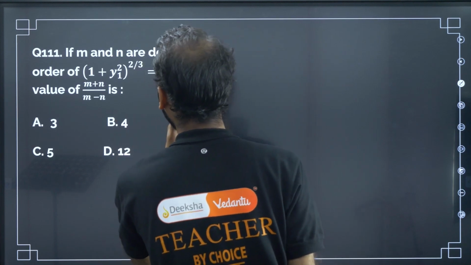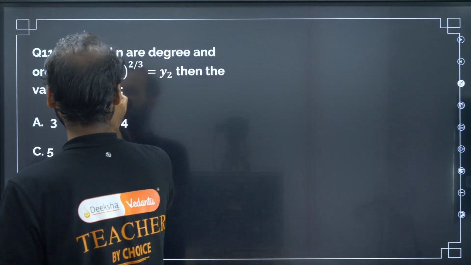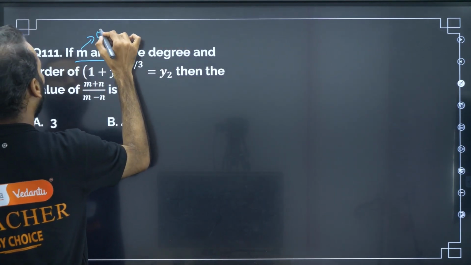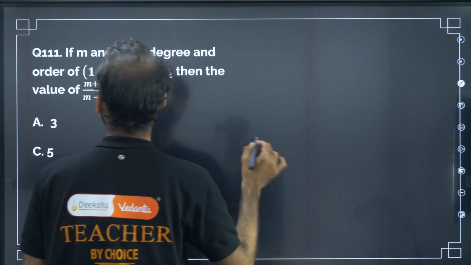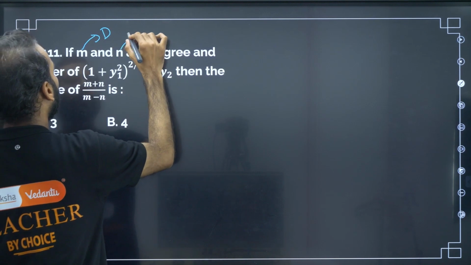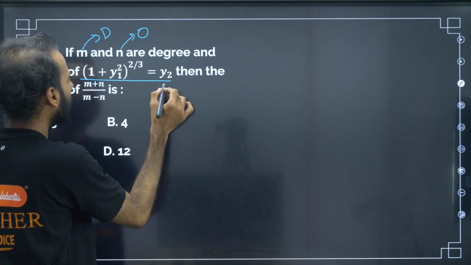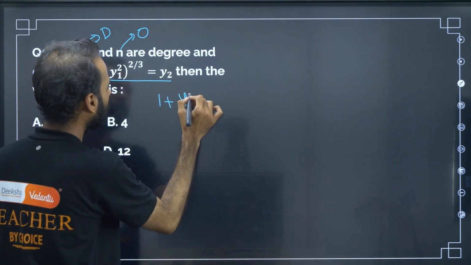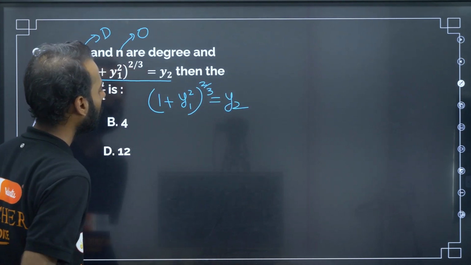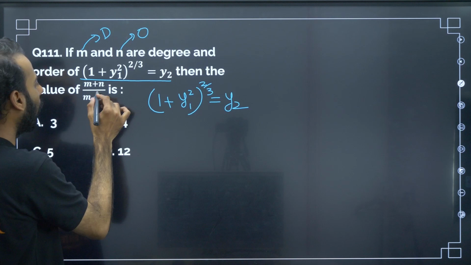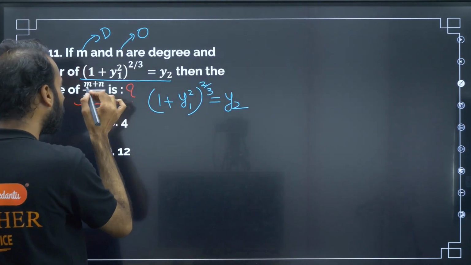If m and n are degree and order of 1 plus y1 square to the power 2 by 3 is equal to y2. Now let me go through the question. m is degree and n is order of this. Let me copy and paste it here. Same I have just copied and pasted. Then they are asking to find the value of this expression.